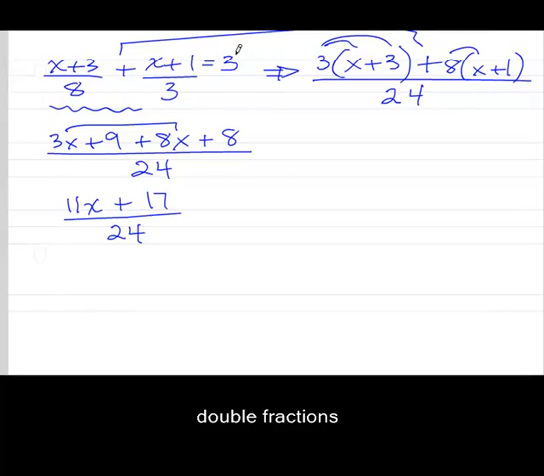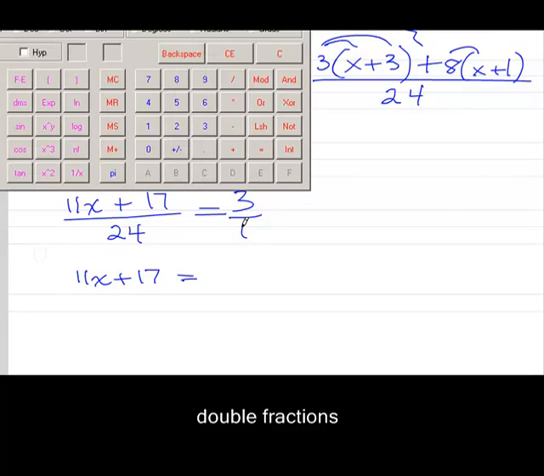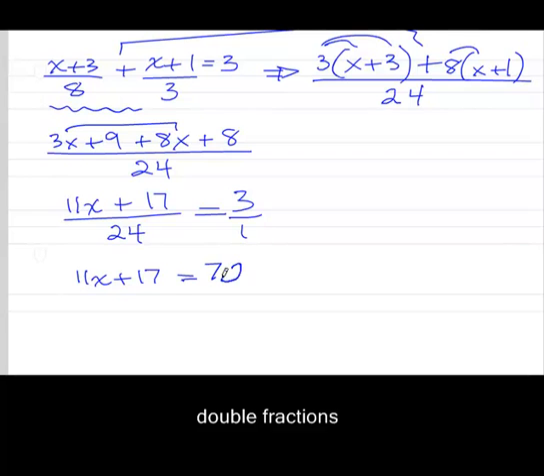Now what I'm going to do is bring that 3 back into the equation, because we're ready to do that. Again, here you can think of this as being 3 over 1, and we can do the cross multiplication trick. Here it doesn't really change. It just goes 11x plus 17. But here we get 24 times 3, which is 72. 11x is equal to 72 minus 17.